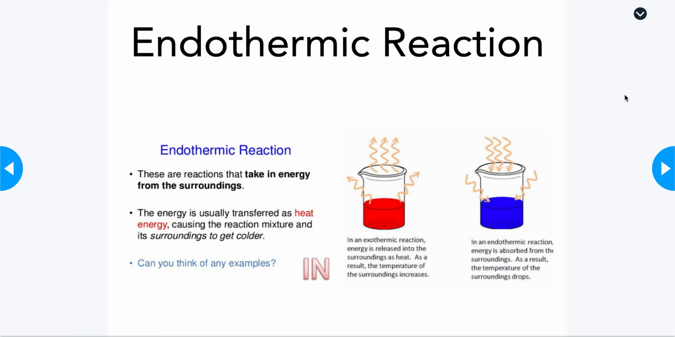So an endothermic reaction, these are reactions that take energy in from the surroundings. Remember, we learned about endothermic and exothermic phase changes, and so this is just endothermic versus exothermic reactions. And endo, in, energy goes in. And so the energy is usually transferred as heat energy, and this causes the reaction mixture and its surroundings to get colder. So you can kind of see in blue here an endothermic reaction where the energy is absorbed from the surroundings and the temperature drops.